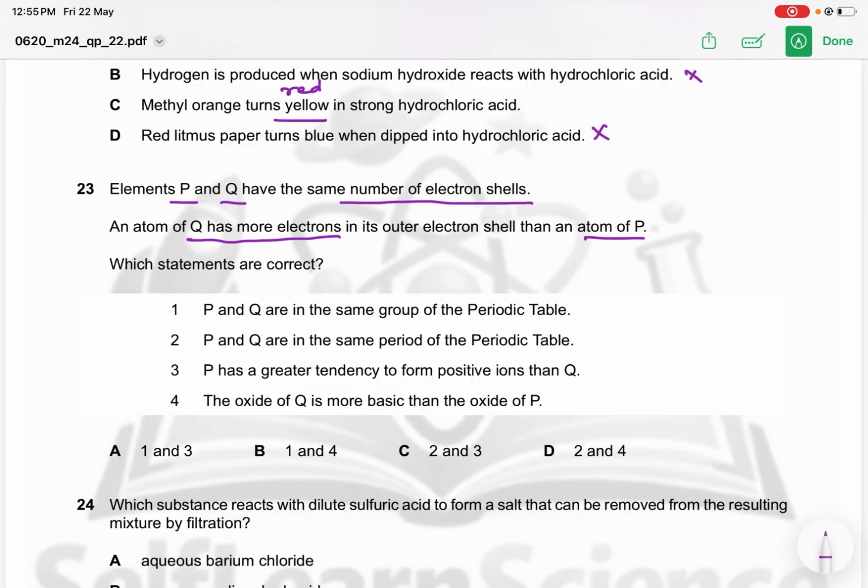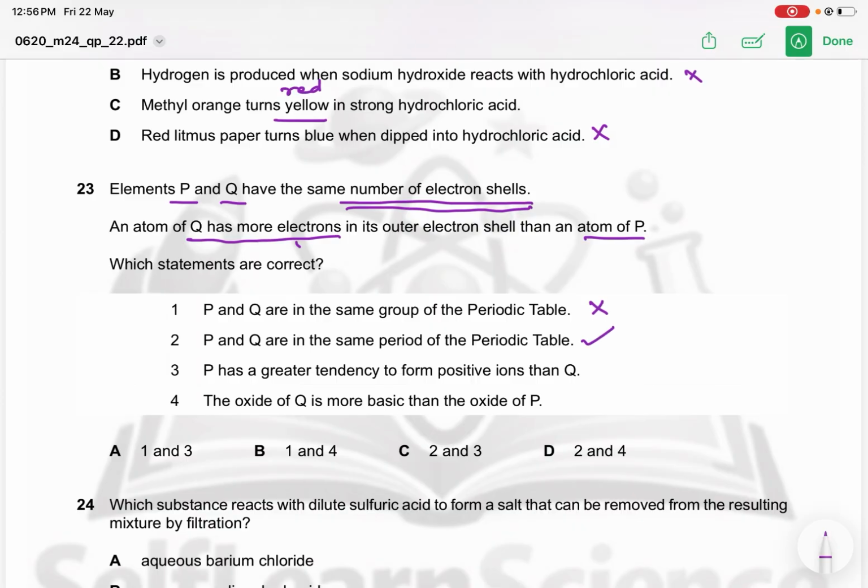Which statements are correct? P and Q are in the same group of the periodic table. Now, if they were in the same group, they should have the same number of electrons in the outer shell. But what they have said is that Q has more electrons than P. So this is not possible. P and Q are in the same period of the periodic table. That could be correct because they have the same number of electron shells. Okay, meaning they are in the same period of the periodic table.